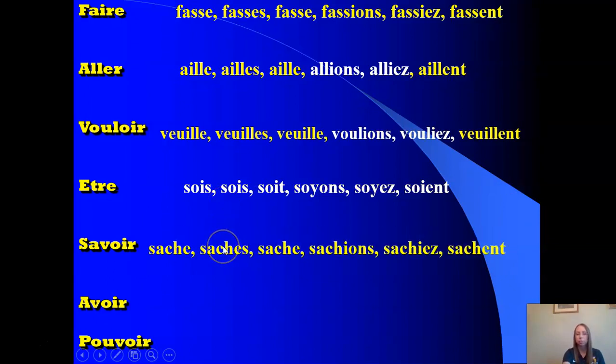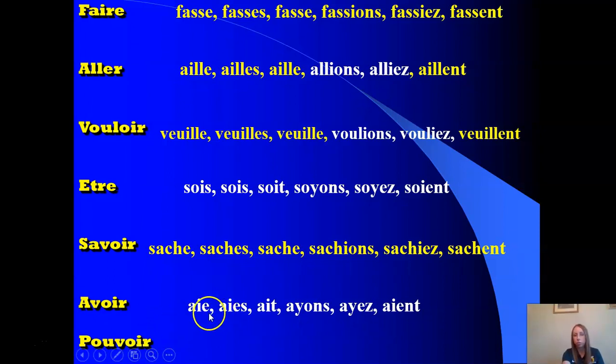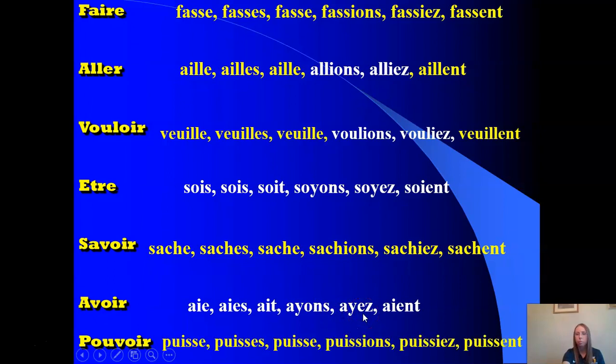Savoir, sache. Avoir, j'aie, tu aies, il ait, nous ayons, vous ayez, ils aient. Compare that to aller. I, A. So avoir is pronounced like the present tense with je of avoir. J'ai, so if you can think about that, it transfers over to here. A. And aller is I. Again, irregular endings. E, es, we're expecting, but T is different, and then no I in the nous and vous form. Pouvoir, puisse.